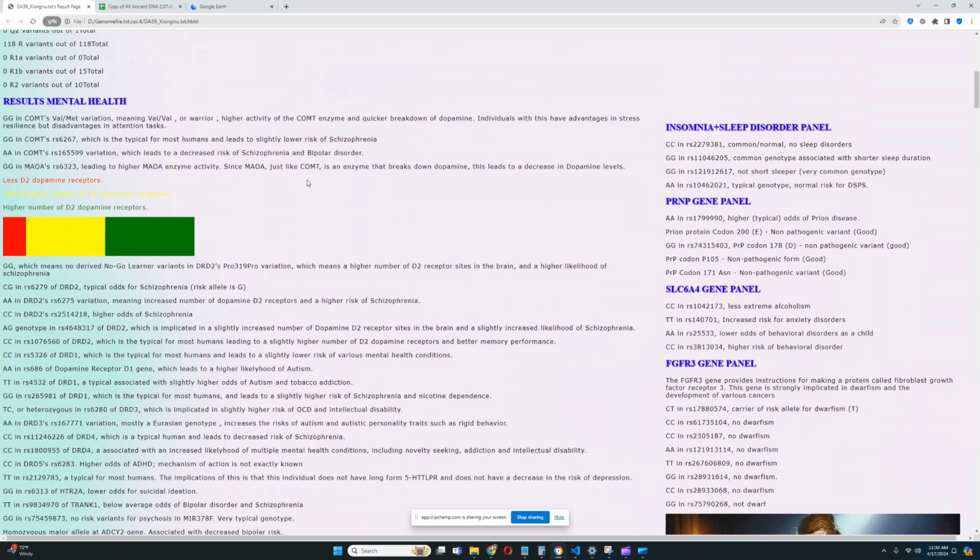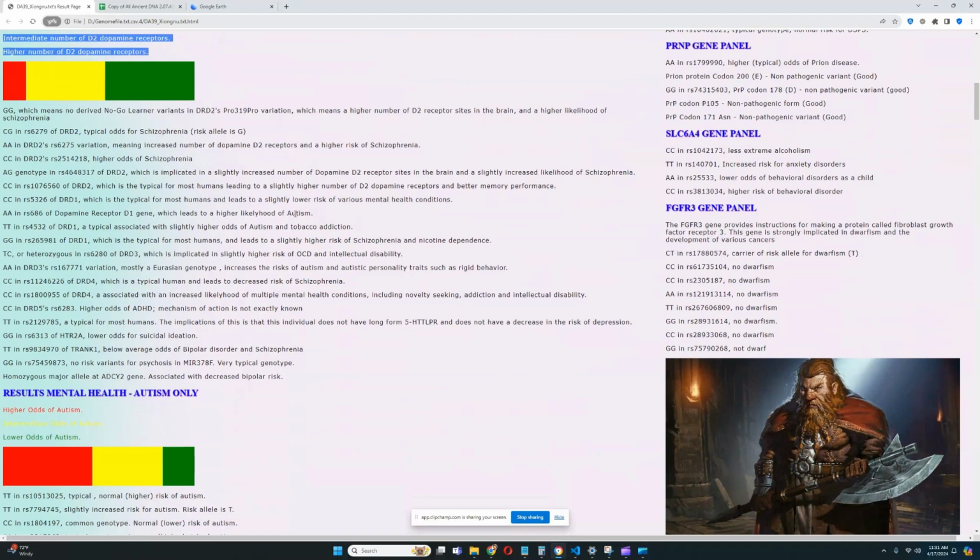Okay, so for results for mental health section, it looks like he's got warrior genotype in both COMT and MAOA, so he's definitely got less dopamine in his system, quite quick rate of dopamine breakdown. He's got higher number of dopamine D2 receptor sites in the brain, and let me see for the 5-HTTLPR. He does not have long form 5-HTTLPR, so he's got a short form 5-HTTLPR, which leads to a slight increase in the risk of depression.